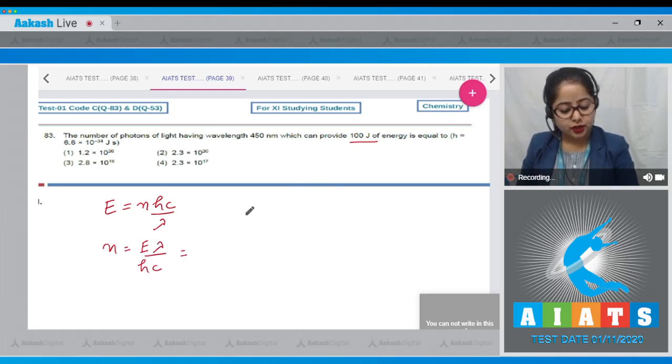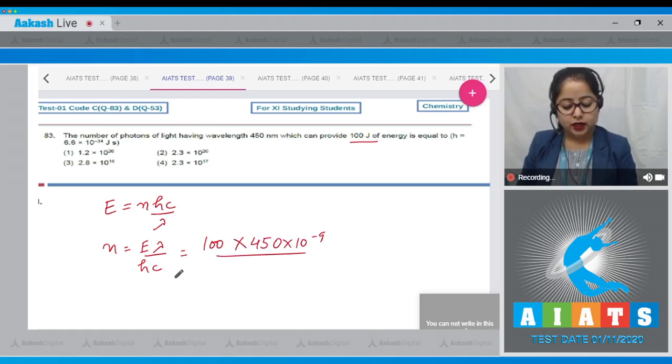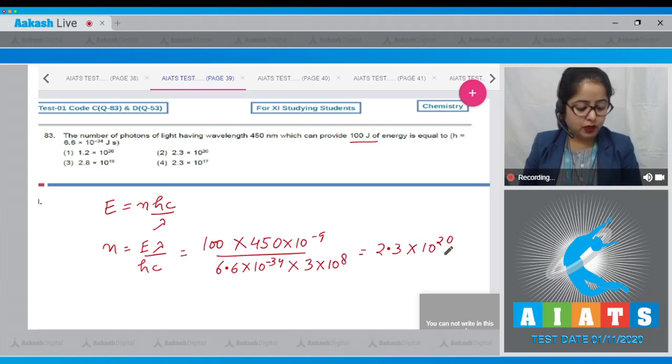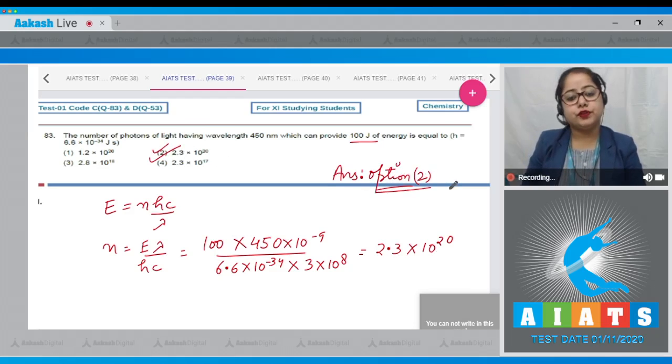So energy is 100 joules. Lambda is equal to 450 nanometers, so 450 into 10 to the power minus 9. The value of h is 6.6 into 10 to the power minus 34, and the value of c is 3 into 10 to the power 8. Let's multiply and divide the entire thing. We'll get 2.3 into 10 raised to the power 20. That means the correct answer is option number 2. Moving to the next question, students, which is question number 84.